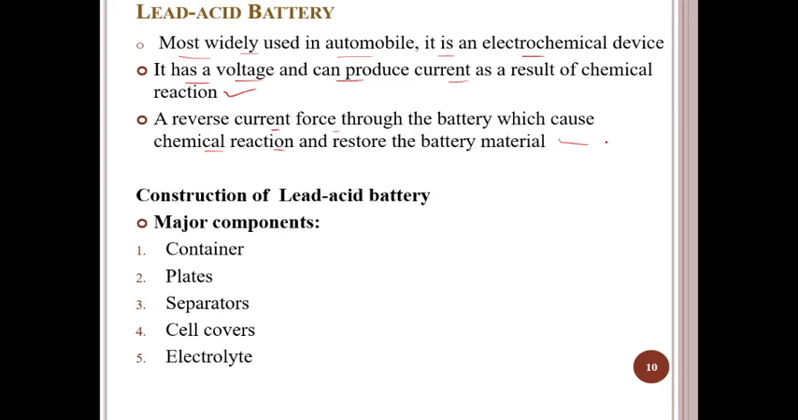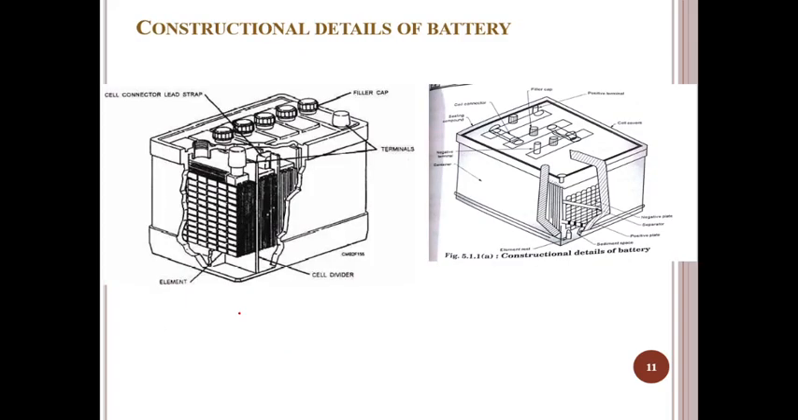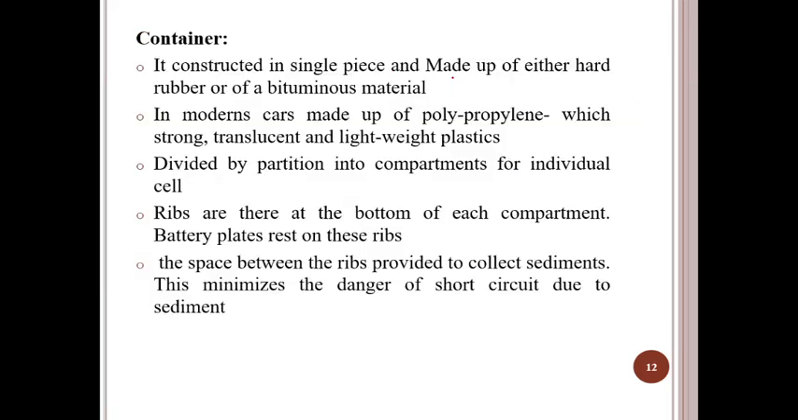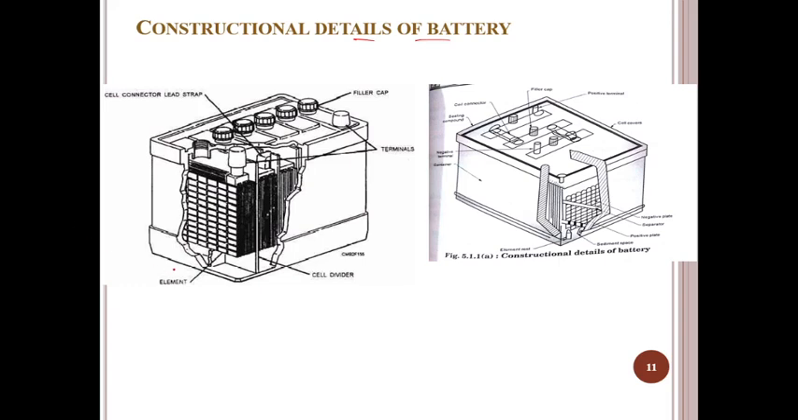So what is the construction of this lead acid battery? You see here, the major components are container, plates, separator, cell cover and electrolyte. So these are the major components of this battery. If you observe the construction details of a battery, first of all, in the diagram there are elements, cell divider, terminals, filler cap and cell container.